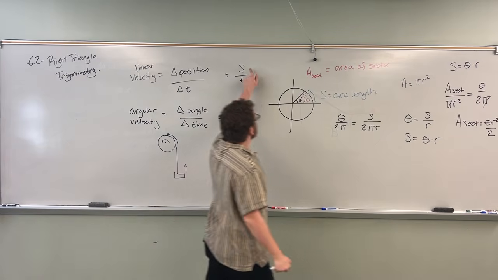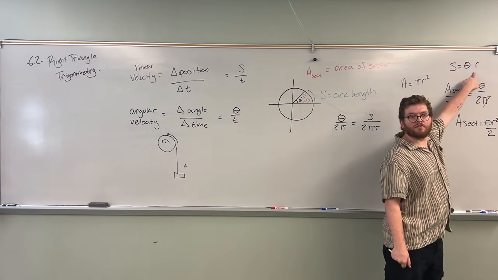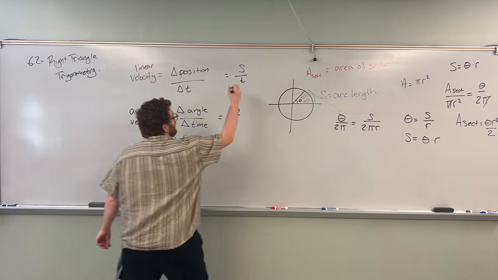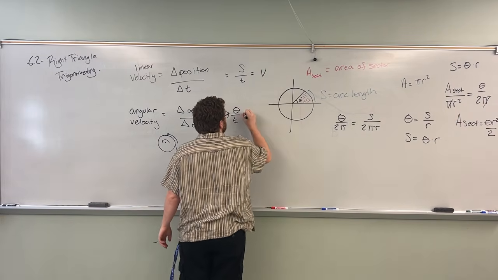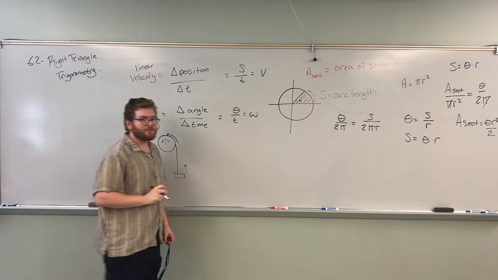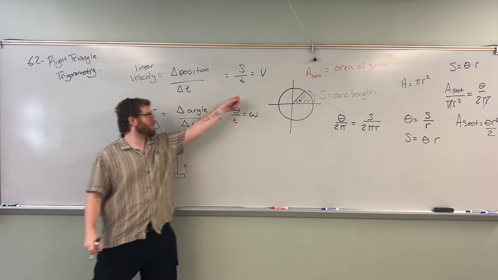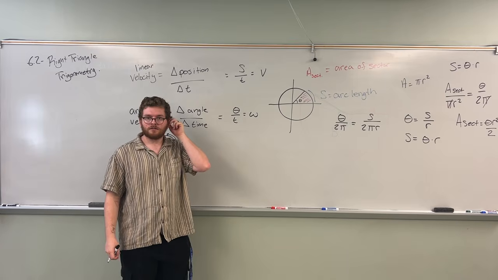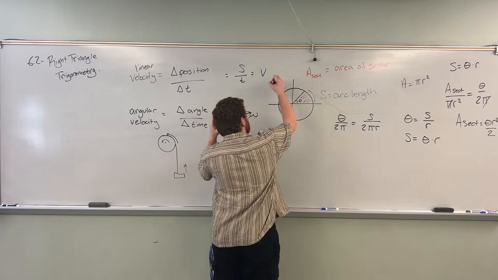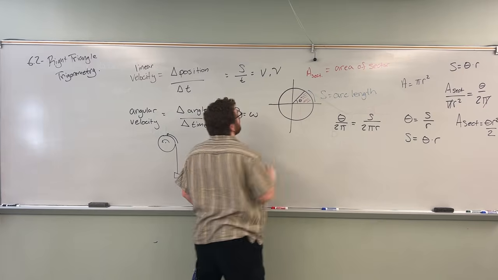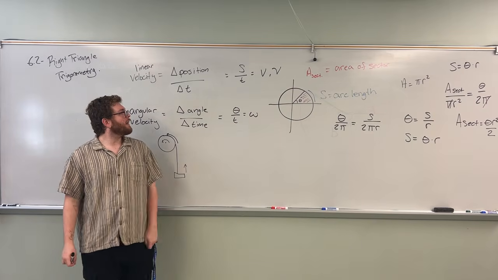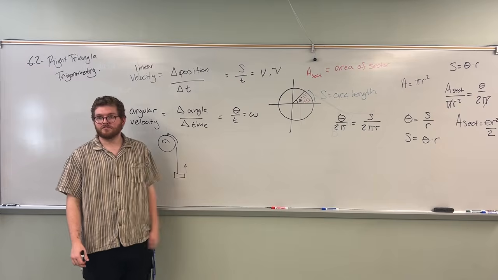But I wrote arc length in terms of theta over here. So I can relate my linear velocity with my angular velocity. Remember, for linear velocity we use v, angular velocity we use omega. Sometimes in physics courses you'll also use the Greek letter nu as velocity, but we'll just use v for now.